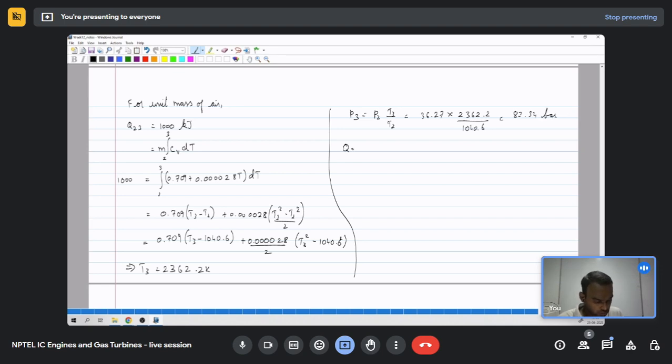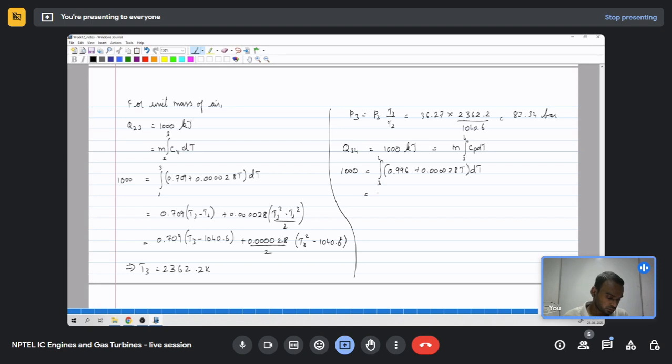Now Q34 is equal to 1000 kilojoules, and Q34 is also m into the integral from 3 to 4 of Cp dT, that is 1000 is equal to the integral from 3 to 4 of (0.996 plus 0.000028 T) dT.